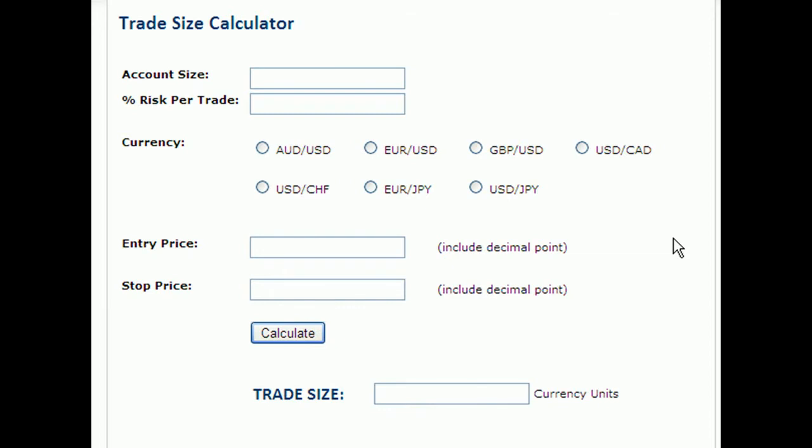So let me just give you an example. First of all, you're going to be entering your account size. So let's just say you've got a $10,000 account size, and the risk you want to put per trade is 1%. So whatever percentage you want to risk, you put that into the percentage risk per trade box. Then you select a currency. So let's have a look at a chart.